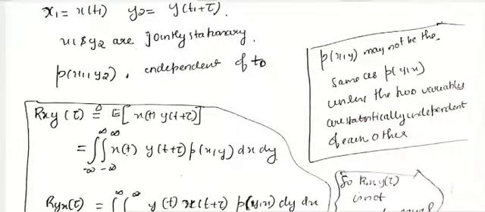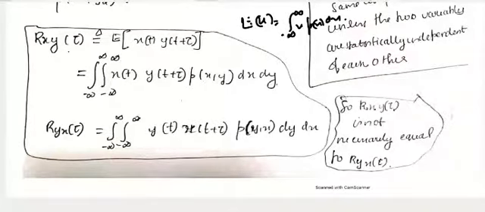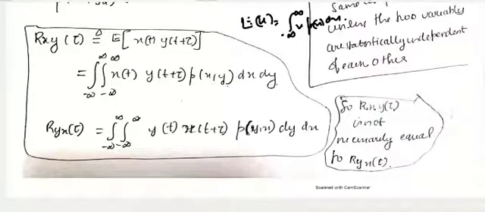We can find out E of x, we know, by the integral from minus infinity to infinity of x into p of x dx. So, instead of that, it is a joint one. We will write it like this: the integral of x of t, y of t plus tau, p of x comma y dx dy, and the integral is from minus infinity to infinity.